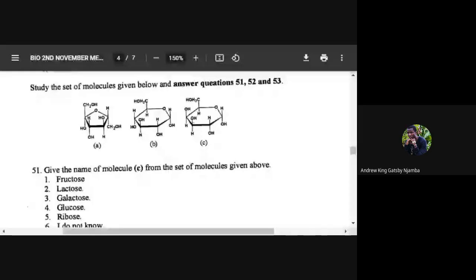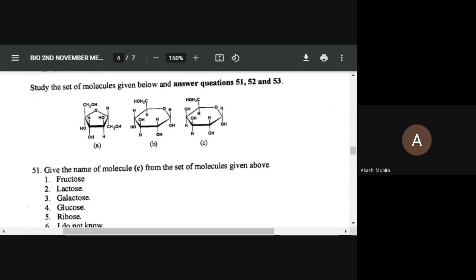Unless there are questions, let's go and solve the last question, which is question number 53. Then we will call it a night. So 53 is saying the conclusion is that the structure is galactose, not glucose. The structures are A fructose, B glucose, C galactose. Me, I think it's glucose.